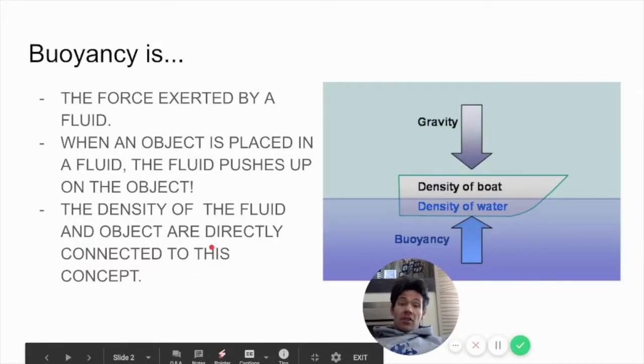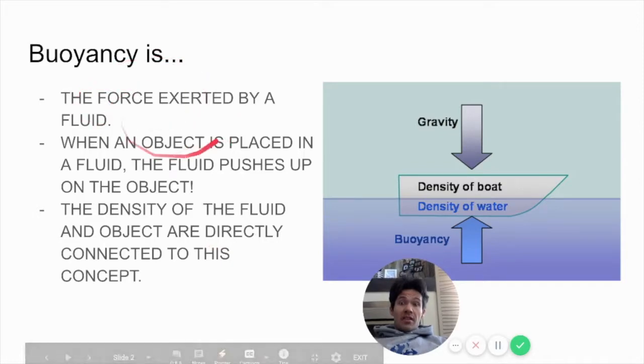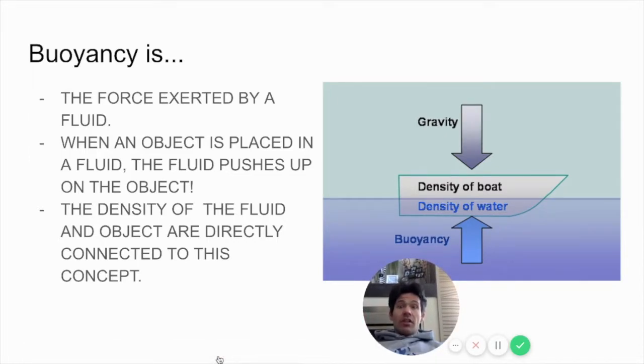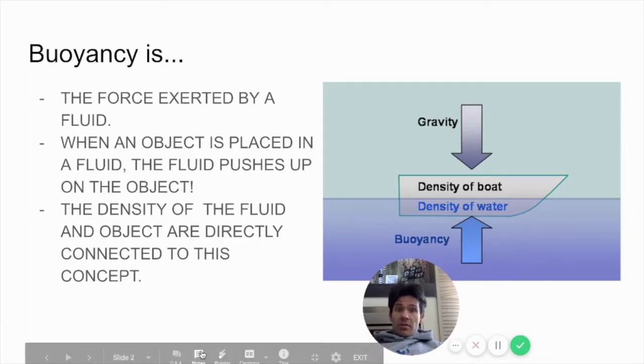If you look up the definition of buoyancy in a textbook, you're going to find something like this: the force exerted by a fluid. And it simply means that when you put an object into a fluid, the fluid is going to apply a force or pressure onto that object. That's pretty understandable. If you ever jumped into water, sometimes you feel like the pressure on your head, or as you go deeper, there's more pressure on you. Pretty simple. The density of the fluid greatly affects this, and the density of the object can also affect buoyancy. So let's look at that.